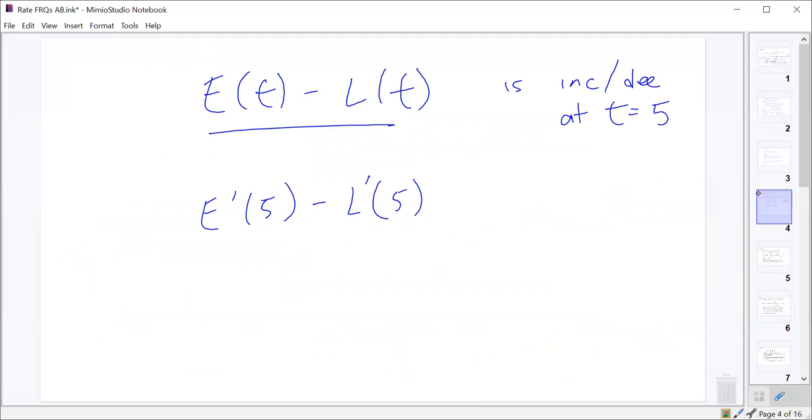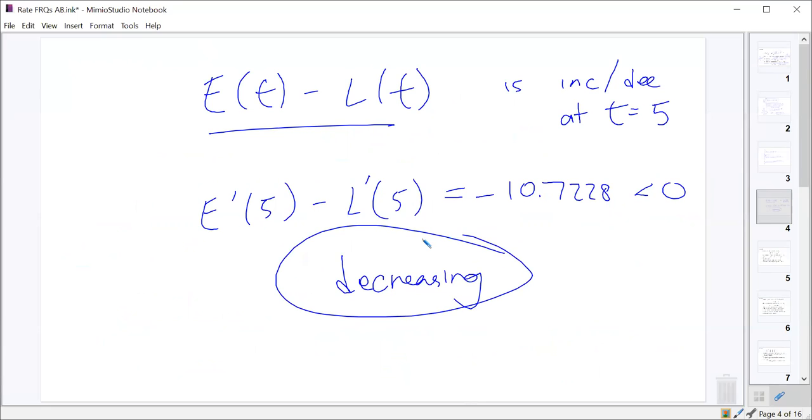Math option, I don't even know, 6 or something like that. And so that comes out to be E prime of 5 minus L prime of 5 is negative 10 point something, 7228, less than 0. So we would say that rate of change is decreasing at t equals 5, and you'd say because its derivative is negative.